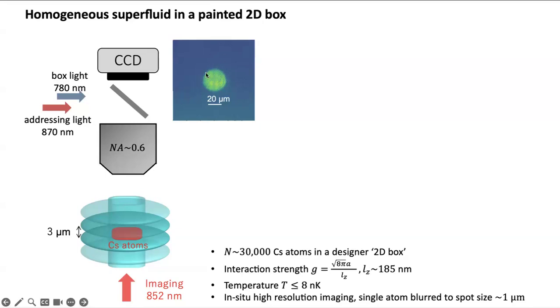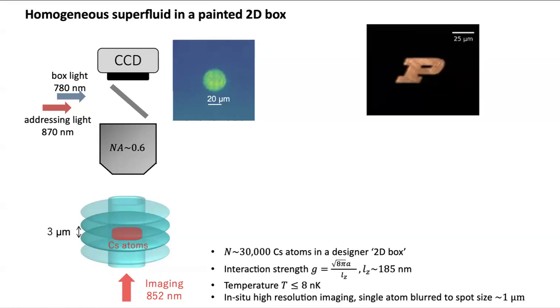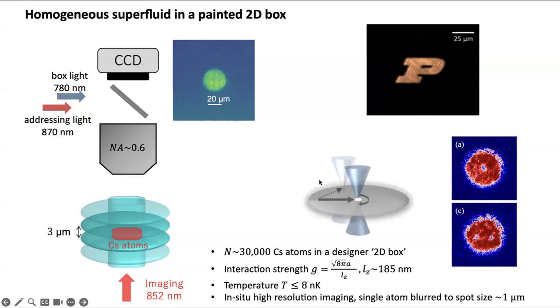Once we take an image like this, single atom images blur to a spot size of about 1 micron. We can pattern some light and then confine the atoms within this box like this. But we can also use arbitrary drifting light, like playing a movie. So a patterned potential, like a tightly focused tweezer dragging across the gas, stirs it and creates vortices like this. Here is one single vortex, here a pair of vortices.